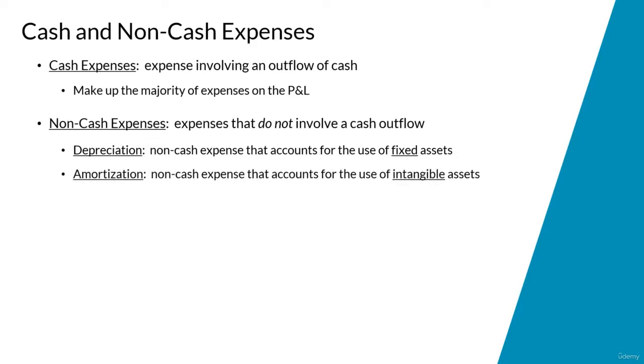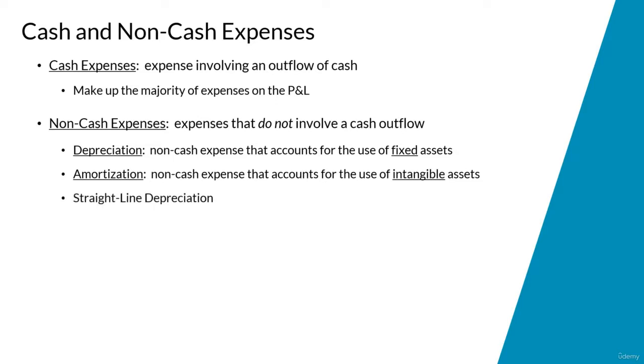Amortization is another common non-cash expense that reflects the use of intangible assets, such as patents, goodwill, and trademarks. These assets also involve large outflows of cash, and amortization is used to recover the cost of these assets over time. Now, depreciation and amortization can be recorded in several ways.